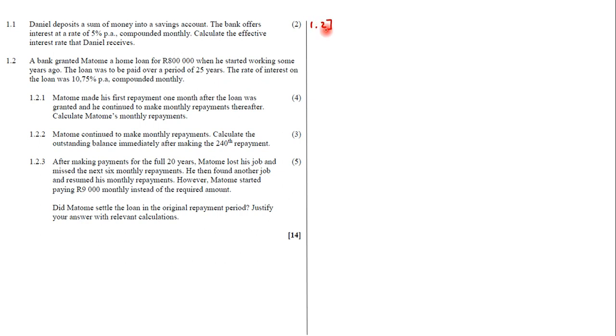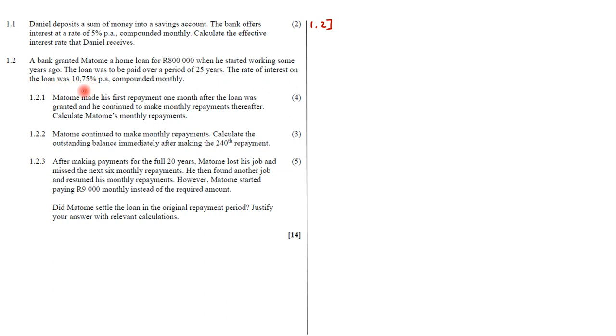All right, now let's go ahead and look into the question that we were here for, which is the annuity. So here, a bank granted Matome a home loan of 800,000 rands when he started working some years ago. The loan was to be paid over a period of 25 years. The rate of interest of the loan was 10.75% per annum compounded monthly.